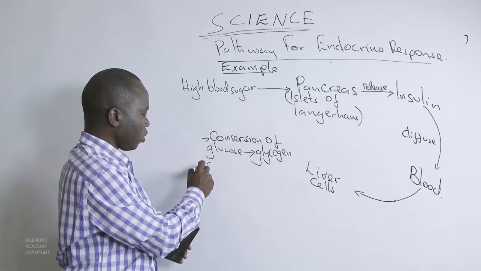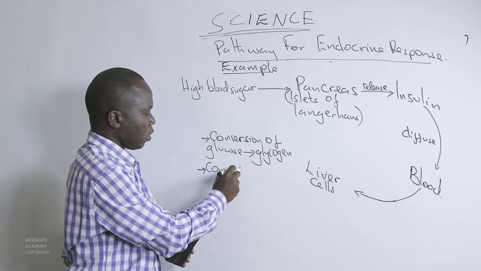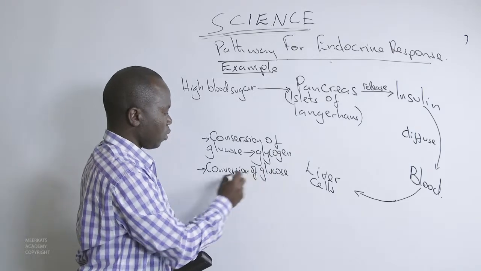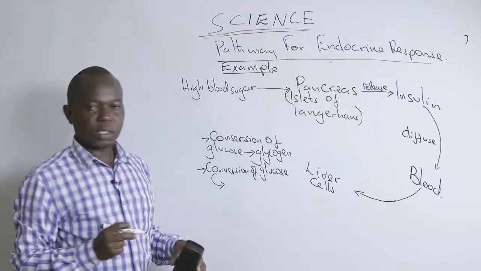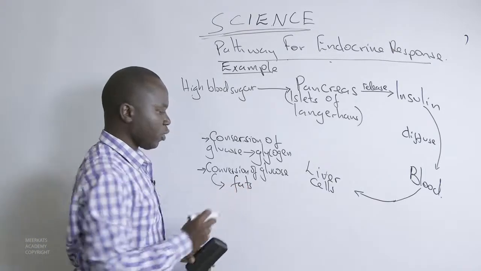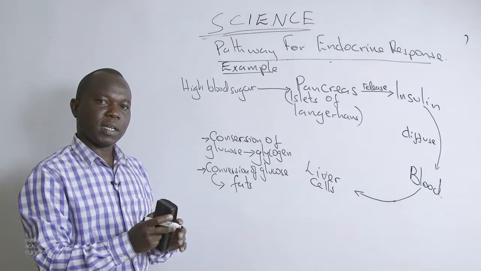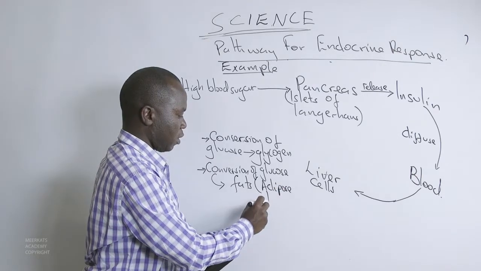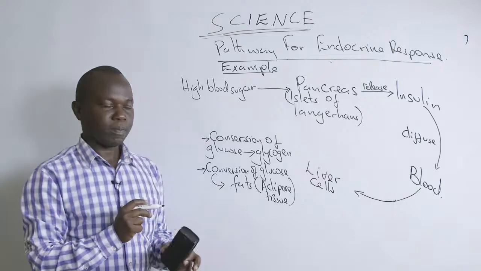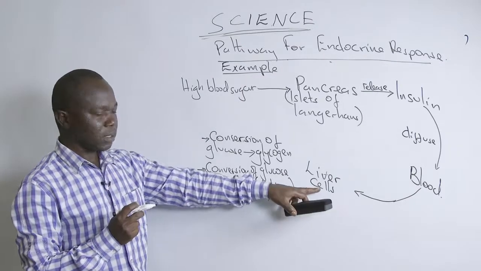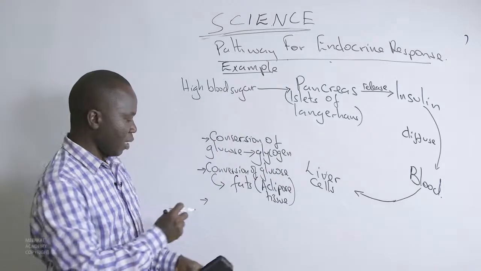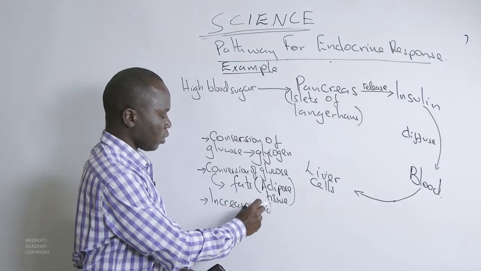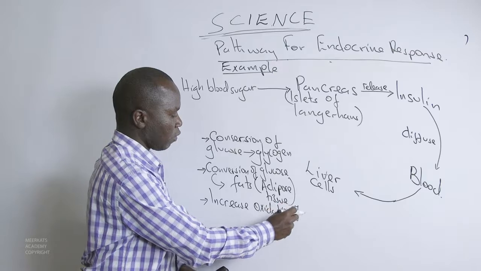And then conversion of glucose, blood glucose, into fats. Those fats will be stored as adipose tissue under the skin. It will form the adipose tissue. And another activity of the liver to lower blood sugar is increase oxidation. It will cause liver cells to increase oxidation of glucose.